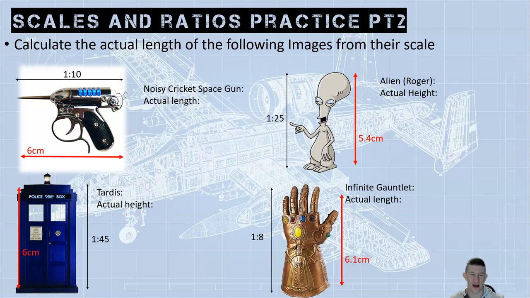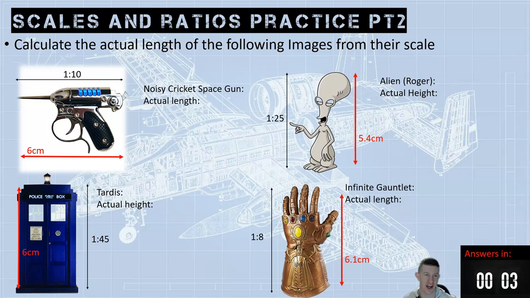Now we're going to change it a little bit. In this case, I want you to calculate the actual length of the images given their scale. The Noisy Cricket: you're told the scale is 1 to 10, and it's drawn with 6 centimeters length. The TARDIS is a 1 to 45 and it's drawn with 6 centimeters. Roger the Alien is a 1 to 25 scale and is drawn with 5.4 centimeters. And the Infinity Gauntlet is a 1 to 8 scale drawn at 6.1 centimeters. So calculate the actual length in the real world of these objects. Answers will be up in 5 seconds for you to check.